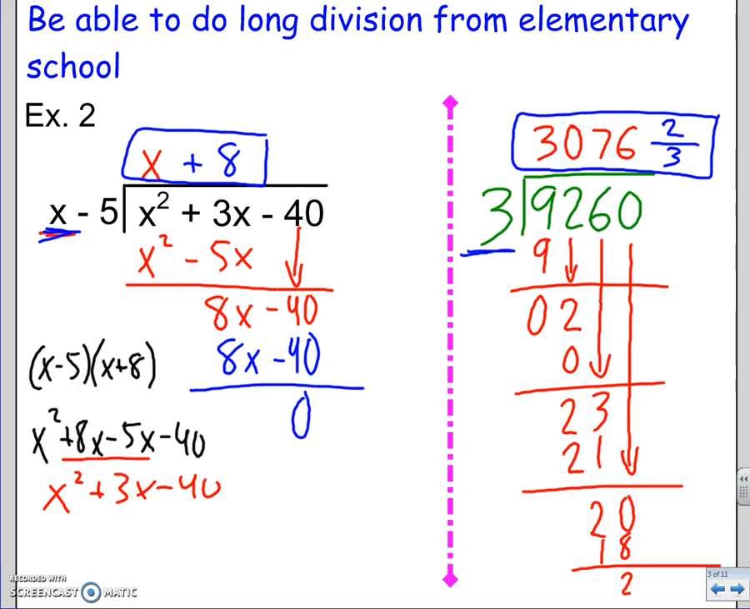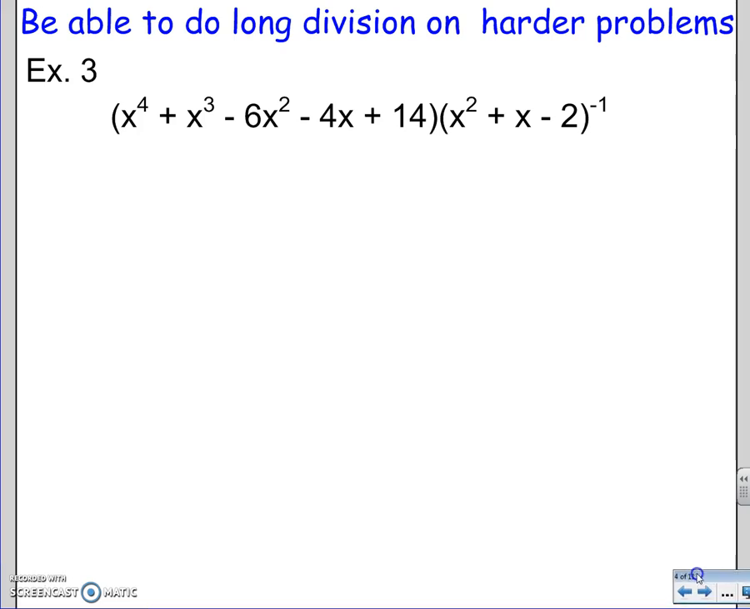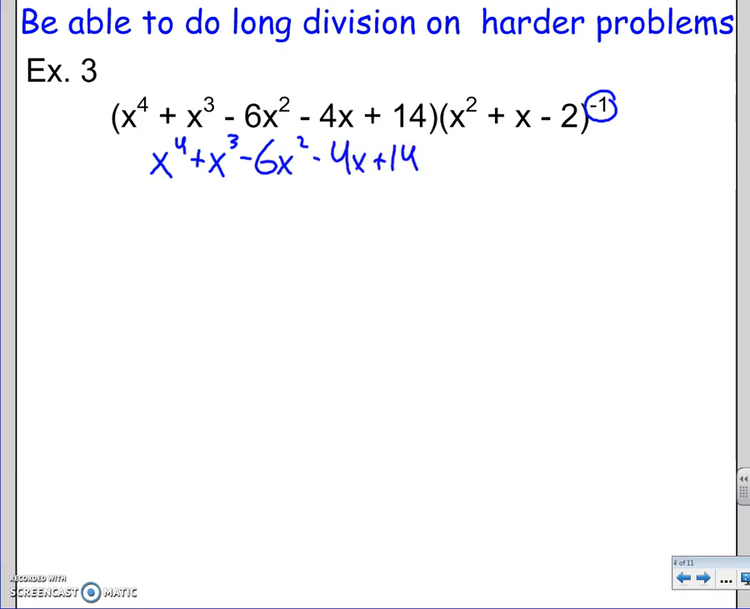So now let's try a harder problem. Here it is. So this is going to combine a little bit of knowledge from 5-1. Remember, this negative exponent means it has to be on the bottom of the fraction. So I'm going to rewrite this as x to the 4th plus x cubed minus 6x squared minus 4x plus 14, all divided by x squared plus x minus 2.